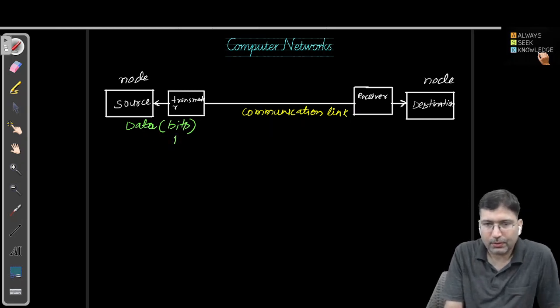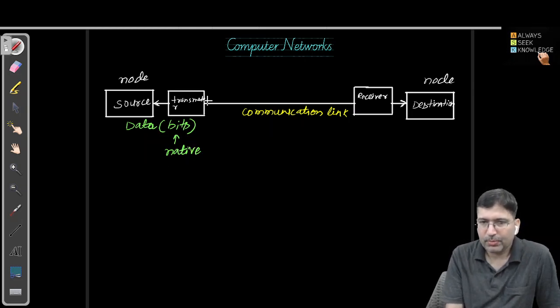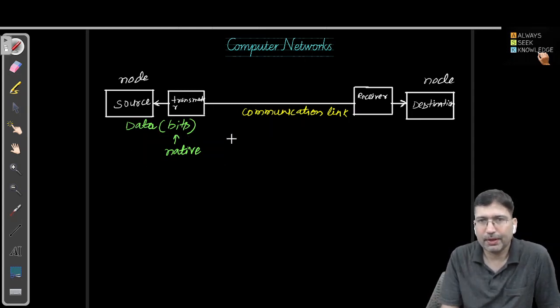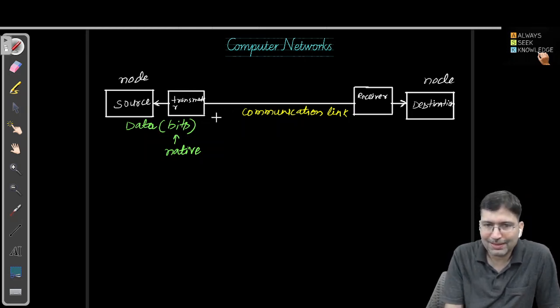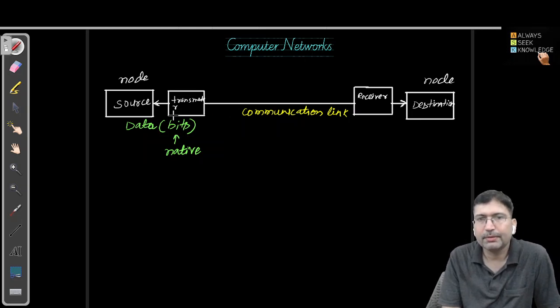And this is the native form of the data. This data cannot be forwarded on this communication channel in its native form. So it needs to be converted into signals, right? There are different types of signals like analog signals or digital signals, but these transmitters will be required to transmit the data from one form to another, from one source to another node.